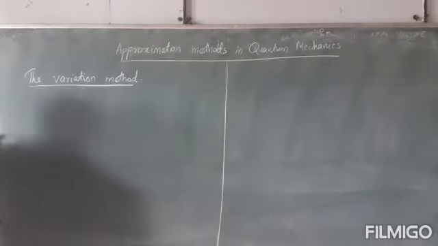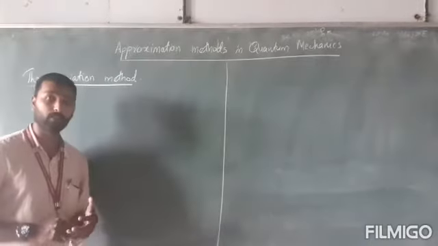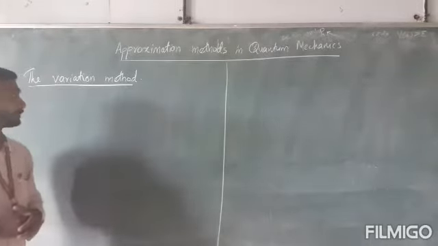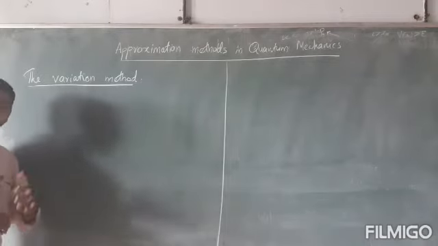Okay. So we can just go through what the variation method is, and we will illustrate it using one problem. So that will be today's lecture. Now the variation method is mainly used to find the approximate value of the ground state energy or the excited state energy of a system.